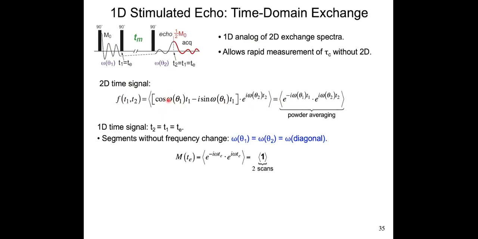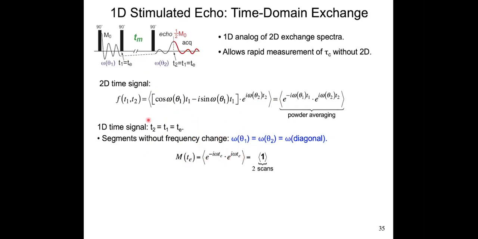So then it's a complex exponential in the t1 dimension times a complex exponential in the t2 dimension, and then you have to do powder averaging. So you get this kind of mathematics representing the 2D time domain signals. When you are dealing with a 1D stimulated echo experiment, then t2 and t1 are the same, and we call it TE, E for echo. And when that's the case, then you will find that the intensity, the magnetization at time TE, can be written in this way. It's simpler.